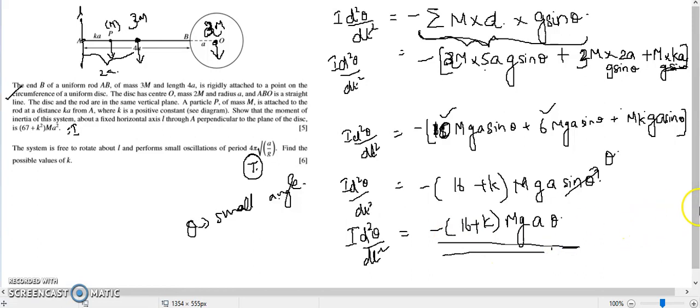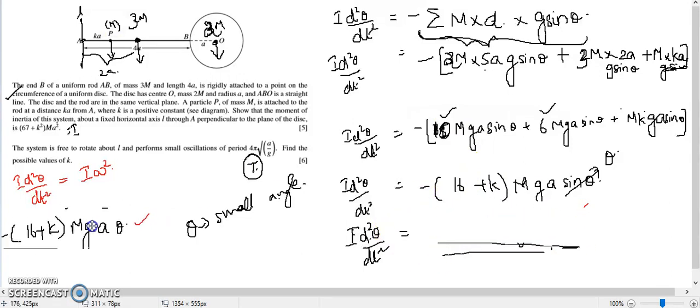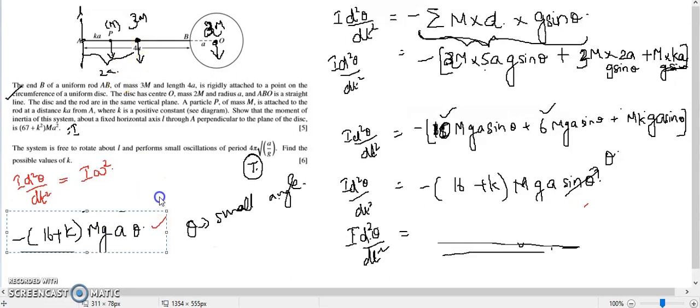Now the next step that we need to do is, I d²θ/dt² is also equal to Iω². We know that, right? So what I'm going to do is substitute whatever I know in this. So I d²θ/dt² is this thing, right? So I'm putting this here, and that is equal to what? That is equal to Iω². So what is my I?